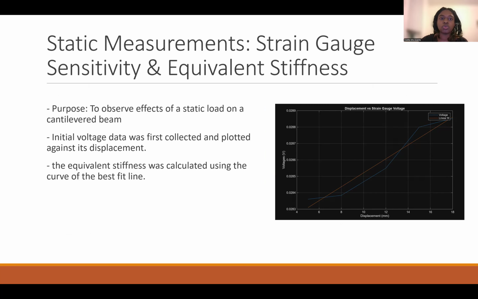First, we wanted to get strain gauge sensitivity and equivalent stiffness calculations. This is to observe effects of a static load on a cantilevered beam. The initial voltage data was first collected and plotted against its displacement as different loads were applied to the edge of the ruler. The equivalent stiffness was calculated using the curve of the best fit line and was calculated to be about 30.2 with a strain gauge sensitivity of 2.8.